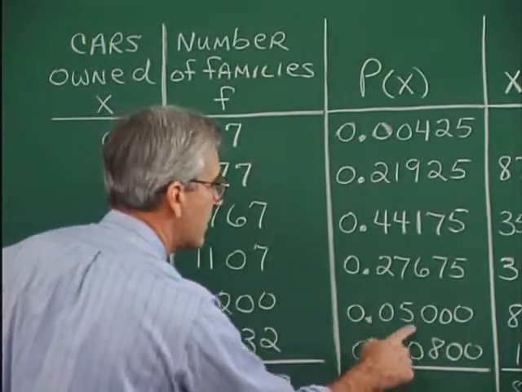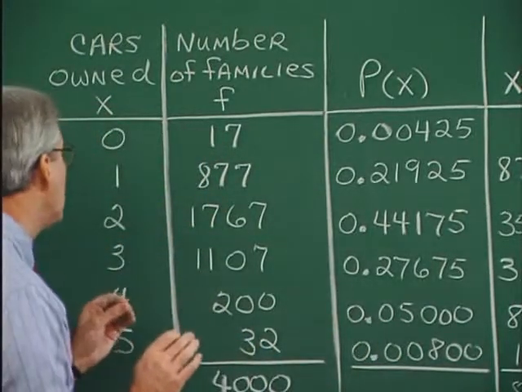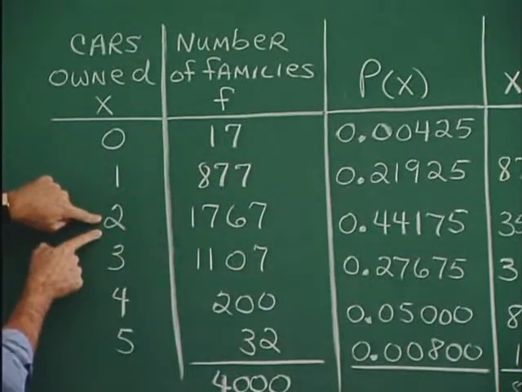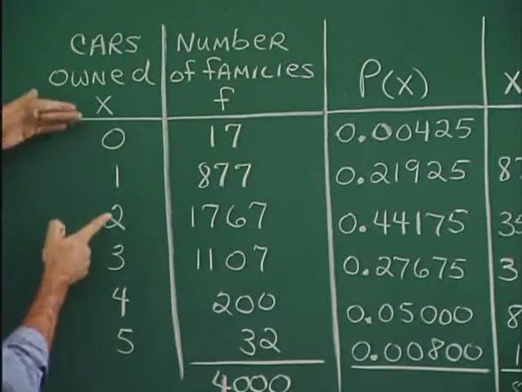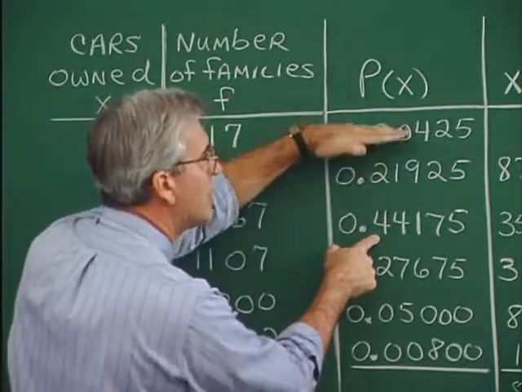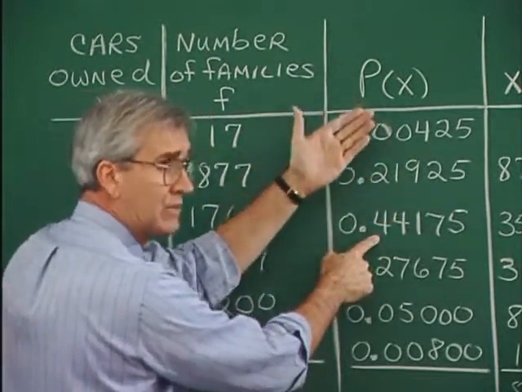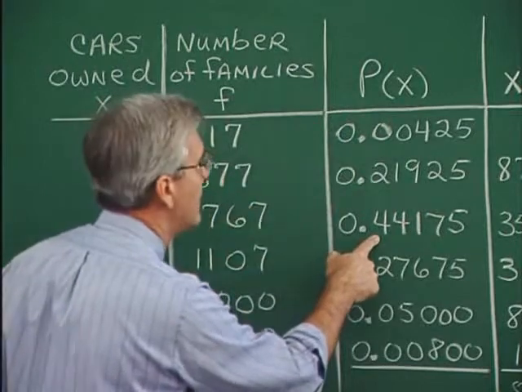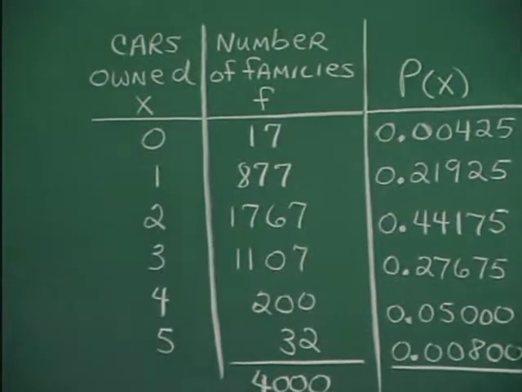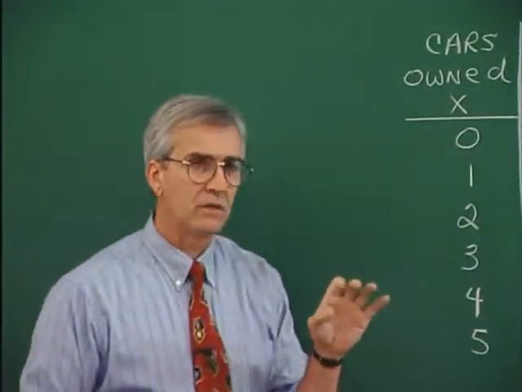The probability is 0.05. If we're asking what's the probability that the number of automobiles will be less than or equal to 2, that means 2, 1, or 0. And so we come over here and add these probabilities to get the probability that a family selected at random will have 2 or fewer automobiles. Okay, that's the idea. Now let's go back to our fundamental ideas for mean and standard deviation.